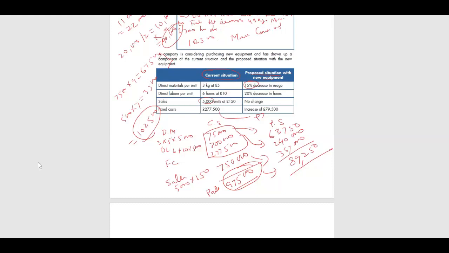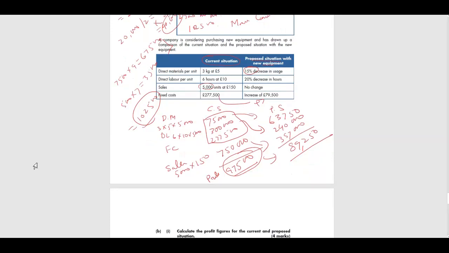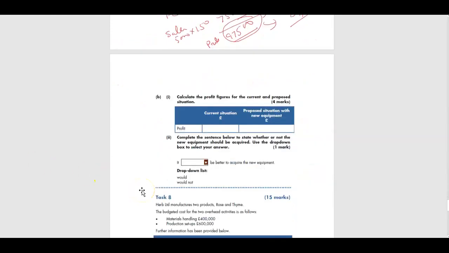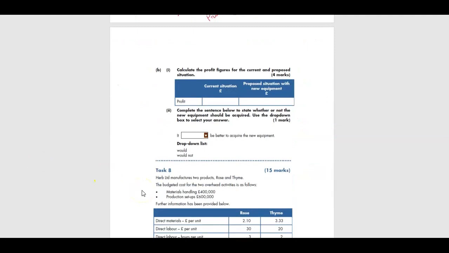So in the current situation, the profit is 97,500, and with the new machine, the profit will be 89,250. And we complete the sentence on whether or not the equipment should be acquired. Use the drop down box to select your answer. So we say would not be. So that means we would not buy the new machine because it will reduce our profit. All right, so let's move on to the next question.